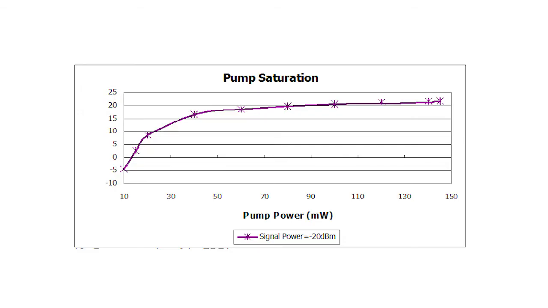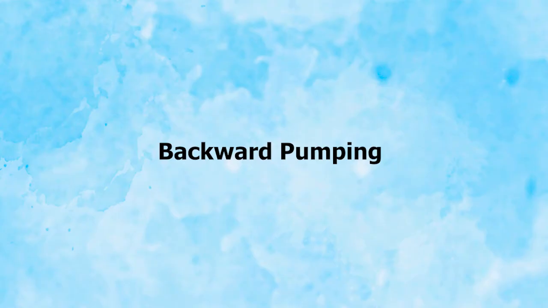Pump power versus gain to find pump saturation. The plot shows that at low pump powers below 20 milliwatt, the gain increases linearly. But as the pump power is increased even more, the gain slope begins to get smaller and level out. This decrease in the gain slope is the effect of pump saturation.